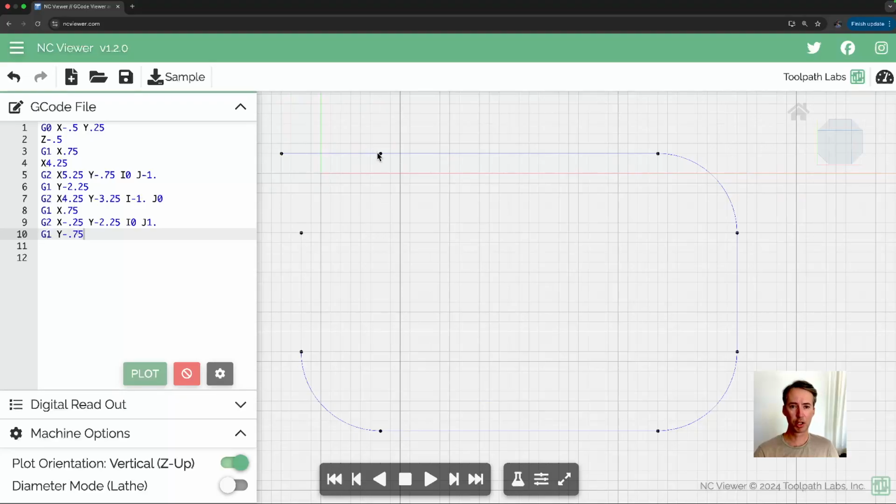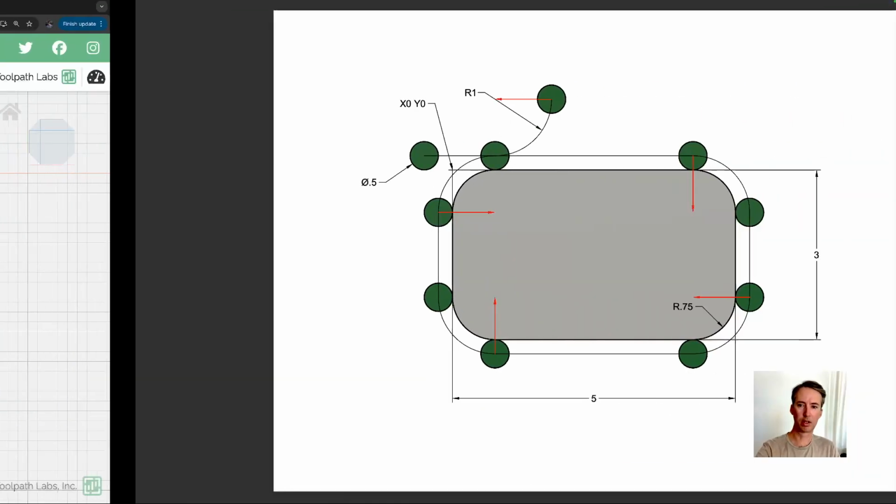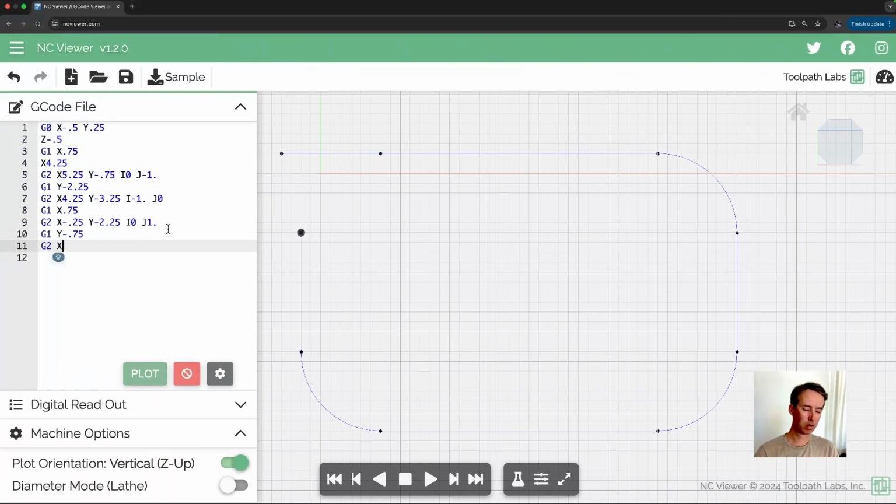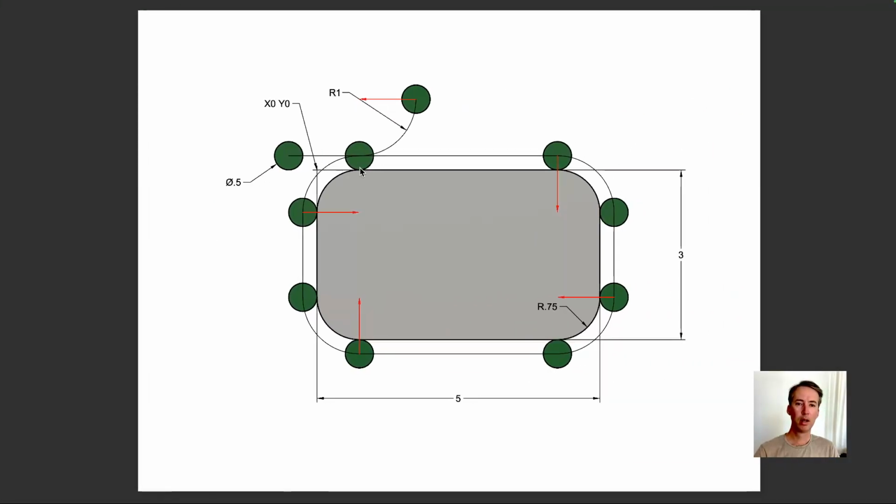Now we got to finish this arc off. So again, we got a G2, the sum x. So from the origin, that's x 0.75 positive. And then we got a y, and that's, we're now above the origin, and that's y positive 0.25, which is the radius of the cutter.